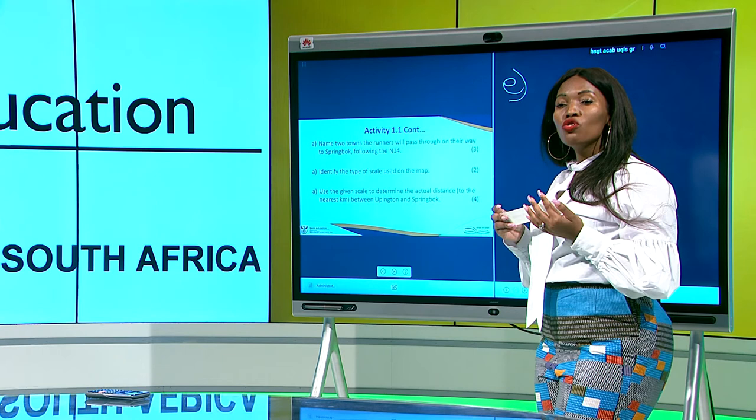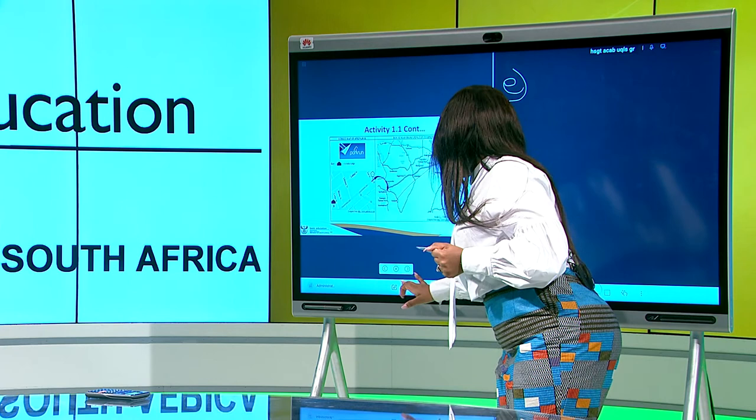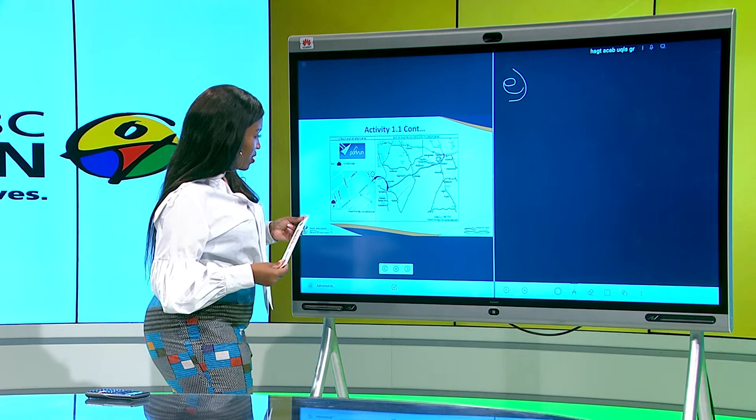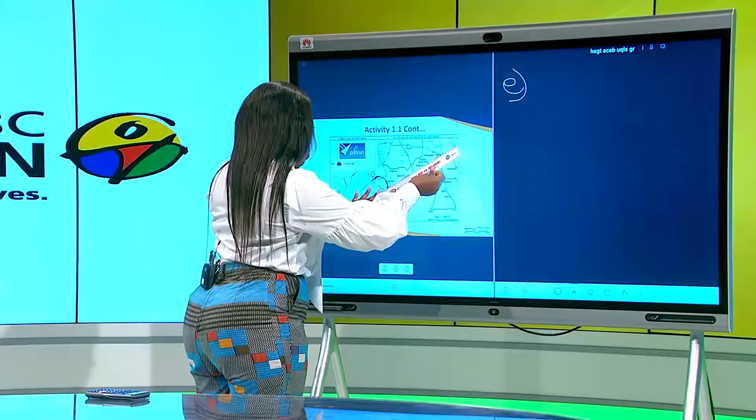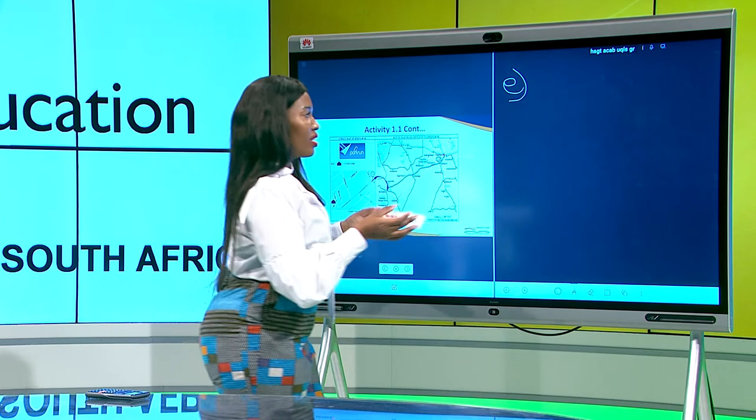So we are going to go back to our map. And then we need to calculate the distance between Upington and Springbok. So I'm going to use my millimeter side because my millimeters are more reliable. And remember, we don't measure on the name, we measure from the position. So from Springbok to Upington, I measured 240 millimeters. So it is 240 millimeters.